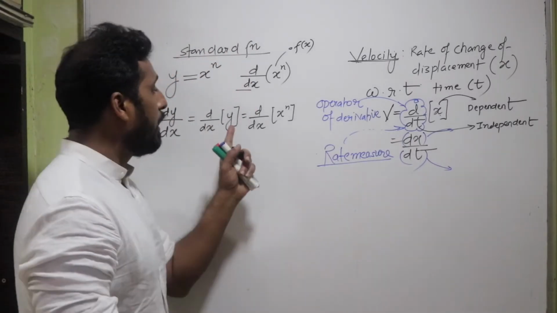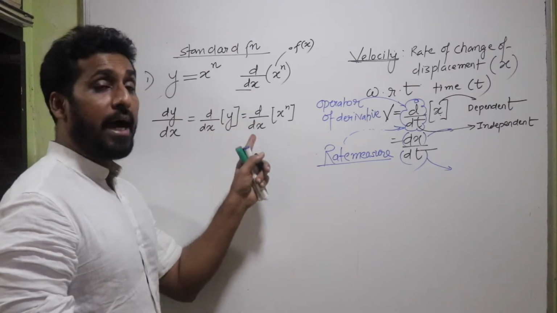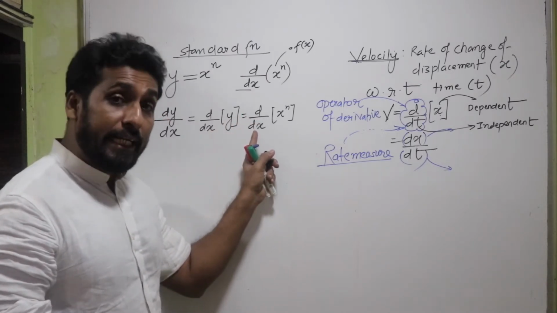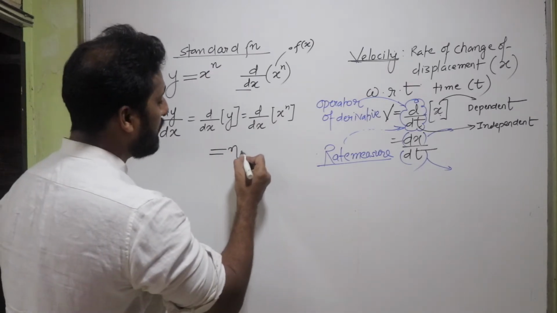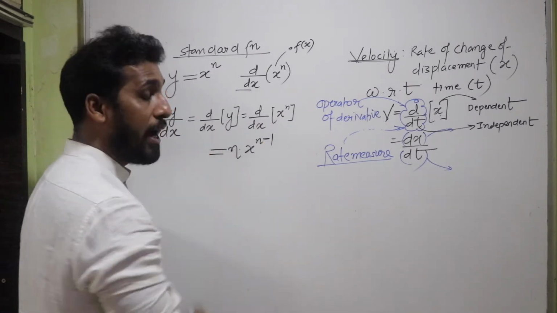So in here, remember that derivative is written as d by dx. X is the independent variable. We are differentiating x raised to n. The formula for this goes as n x raised to n minus 1.